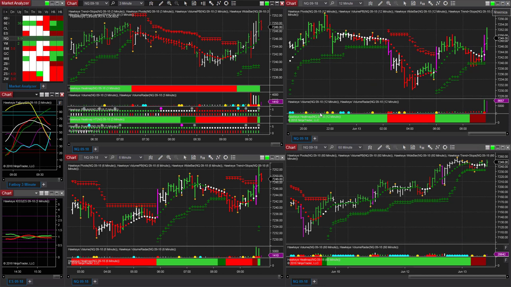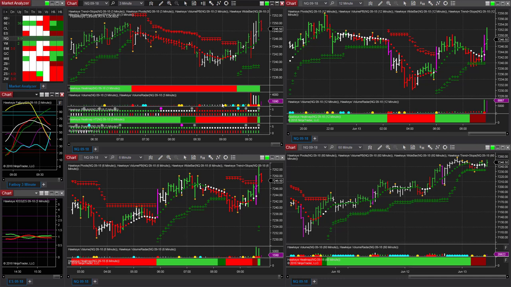Right, so that's trend, volume, and heat map. That is step number one. That's the core tools that we use to help us to decide whether we want to have an entry. You look for green trend, green heat map, and green volume in order to take a long trade. You look for red trend, red heat map, and red volume in order to take a short trade.